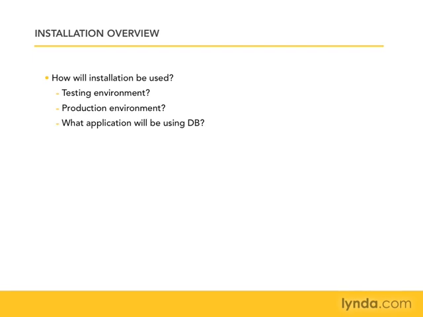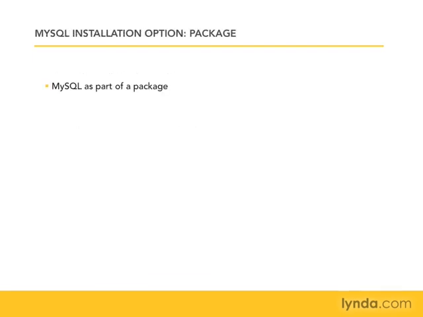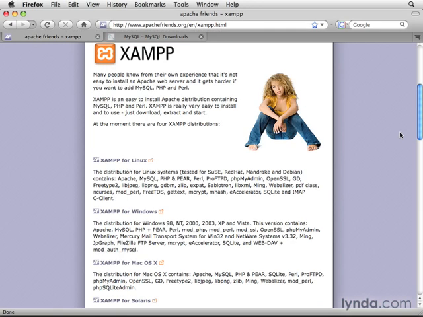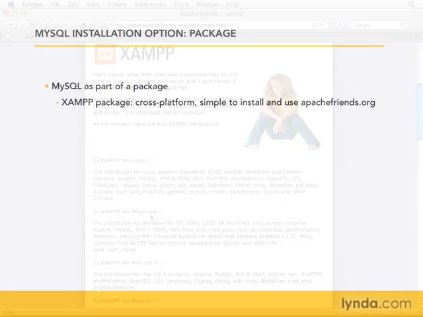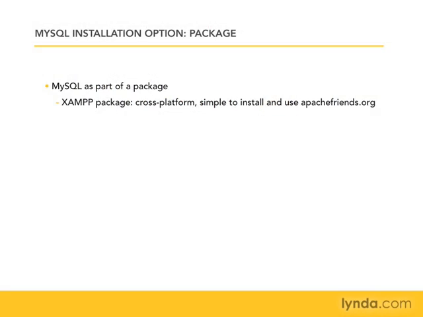There are two major options when installing a database management system, in particular MySQL. One is to install it as part of a package, and this is how we'll be doing it in this course. In this case, we'll be installing MySQL as part of a package called XAMPP, X-A-M-P-P, which includes Apache, MySQL, PHP and Perl. It's cross-platform, it's simple to use, and you can download it from apachefriends.org.